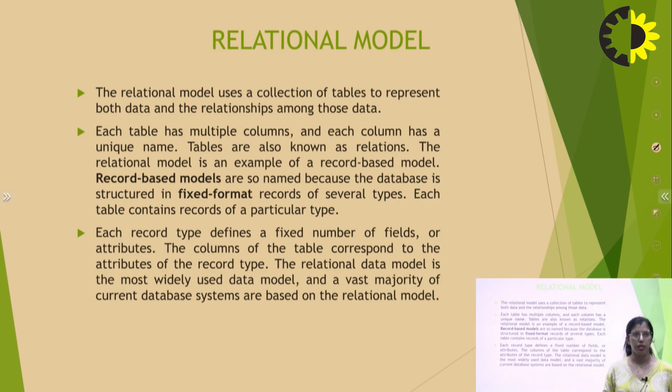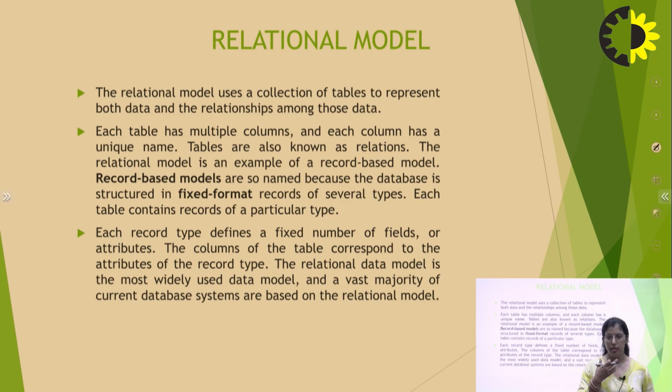Each table has multiple columns, each column has a unique name, and these tables are known as relations. The relational model is an example of a record based model because we keep a record of each and every entity in the form of rows. Record based models are so named because the database is structured in fixed format records of several types. Each table contains records of a particular type. Each record type defines a fixed number of fields or attributes. These attributes represent the columns of a table.